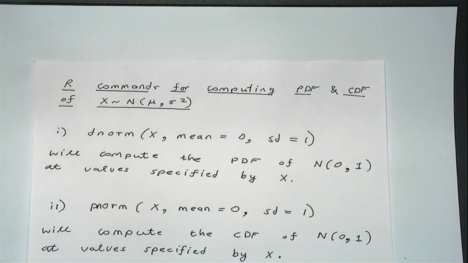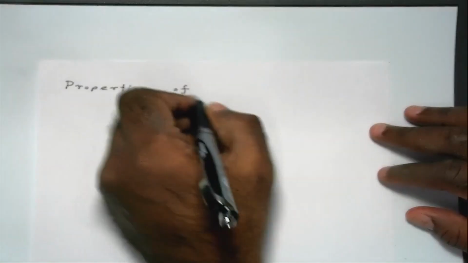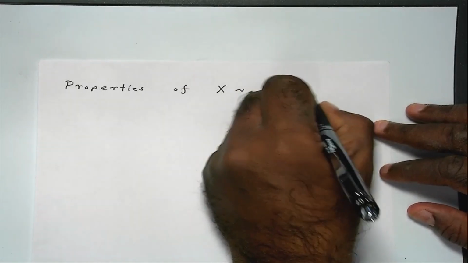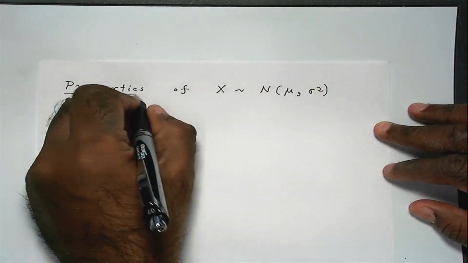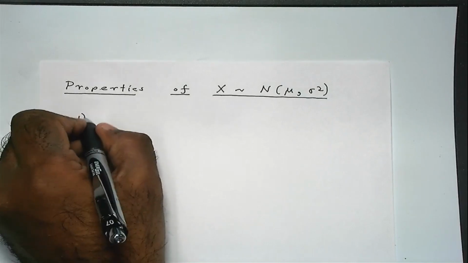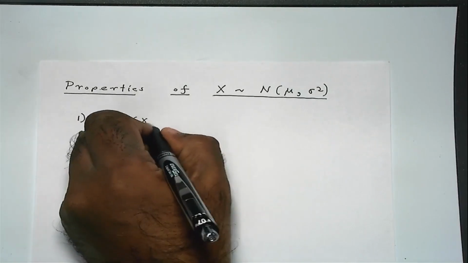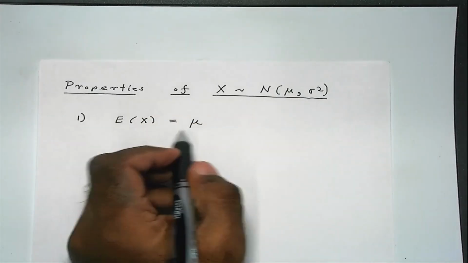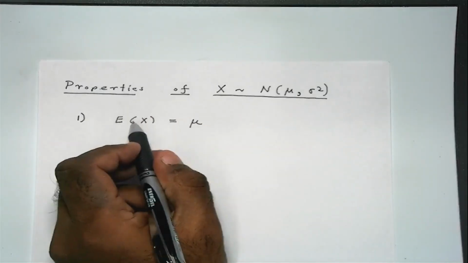Right. The next thing I want to talk about is some properties of a variable that has a normal distribution with parameters mu and sigma squared. Property one, that the expected value of x is equal to mu. So this is precisely why mu is known as the mean parameter. That's because the expectation, which denotes the mean, is equal to mu.